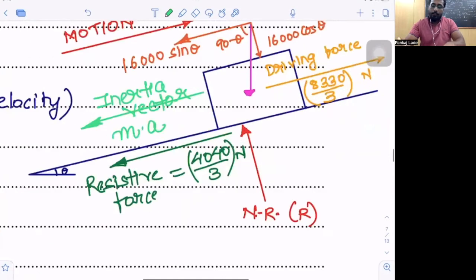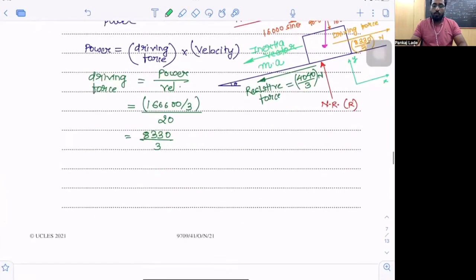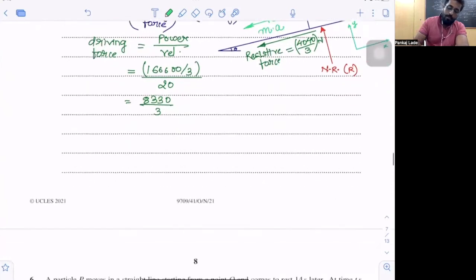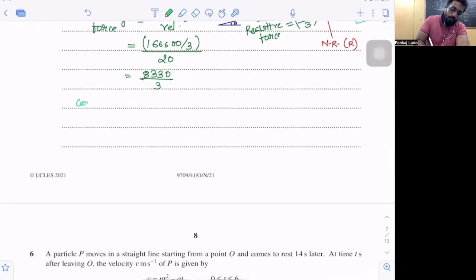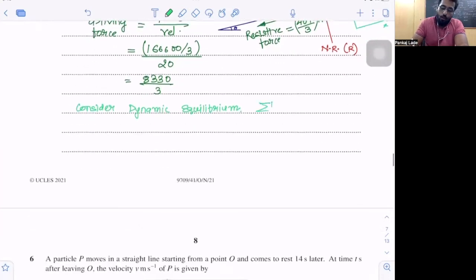I'm going to consider summation of fx and fy, something like this. So this is my y-axis and this is my x-axis. Okay, so I've taken this as the x-axis and this as the y-axis. So now students, what I do here is I'm going to take the dynamic equilibrium. So what do I get? I'm going to have summation of fx equal to 0.